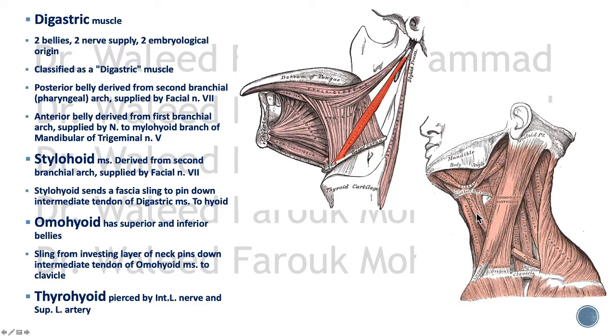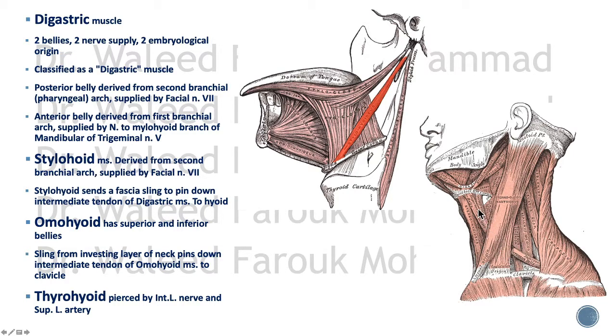Now, omohyoid. We talked about omohyoid. The superior belly comes from the body of the hyoid bone, inferior border, and intermediate tendon, and the lower belly comes from the upper border of the scapula, medial to the scapular notch, and they meet by an intermediate tendon. We saw it beneath the sternomastoid, pinned down to the clavicle by a sling of fascia from the investing layer of the fascia of the neck.